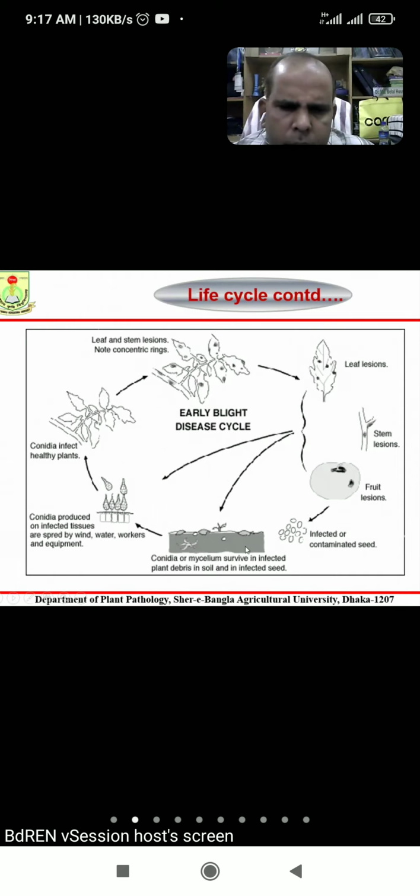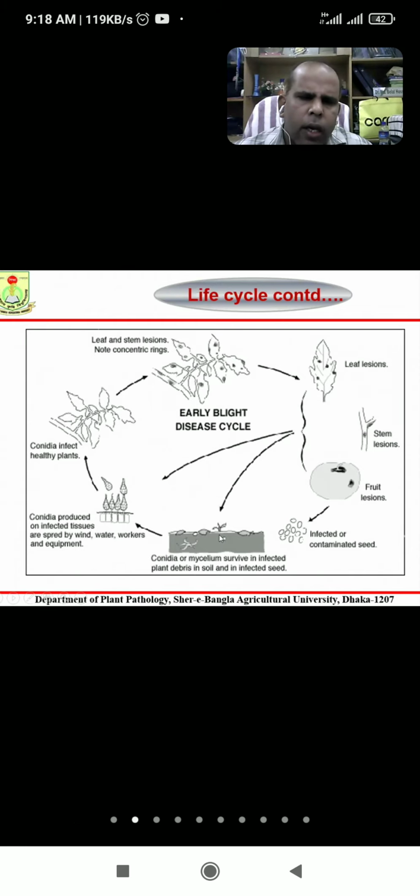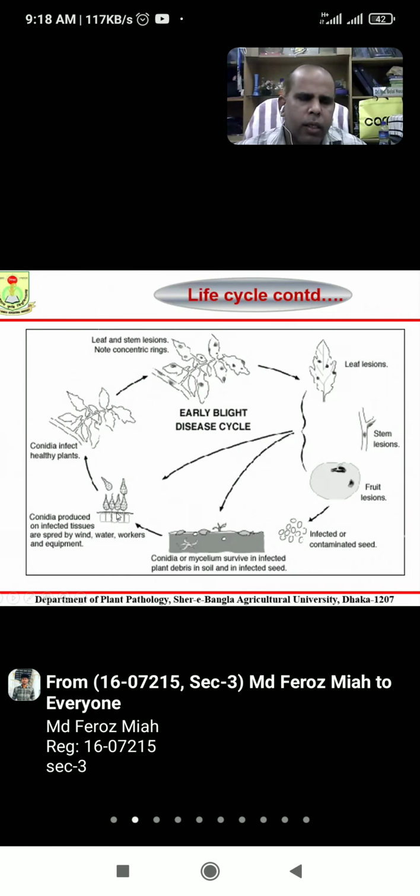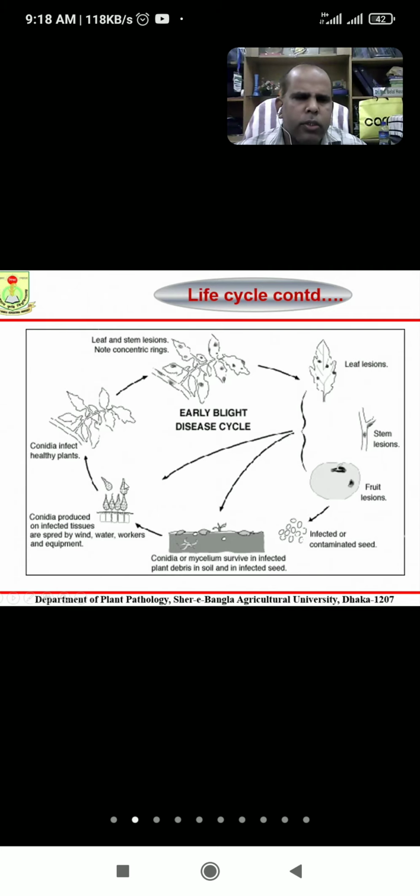Okay. And because this is also a saprophytic fungus, it can grow on the plant debris as well. In the plant debris, it basically grows as mycelium. Then from the mycelium it forms the conidiophore, and at the tip of the conidiophore, conidia are produced in a chain. I think you are familiar with this conidia. It is called muriform conidia because it has longitudinal and vertical separation, horizontal and vertical separation, and also has a beak. That is why we call this the muriform conidia.